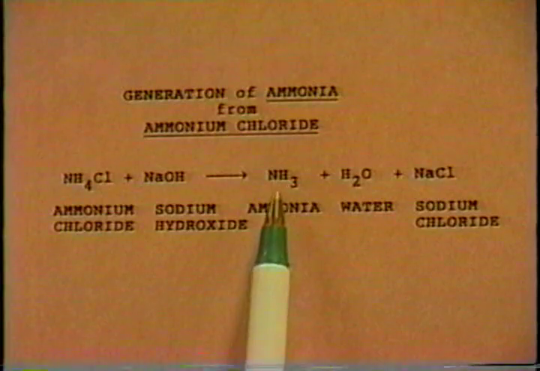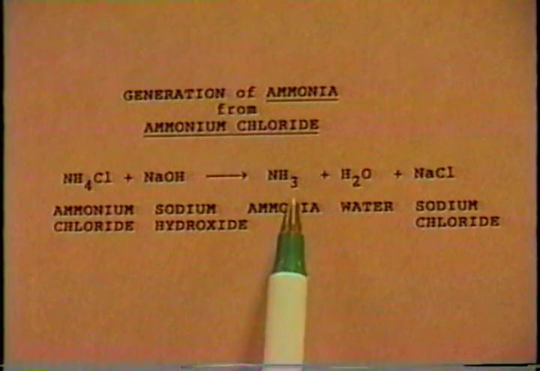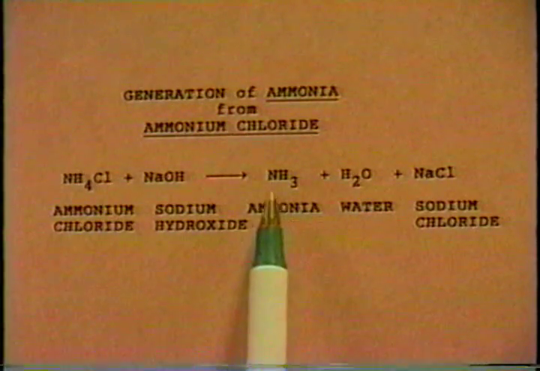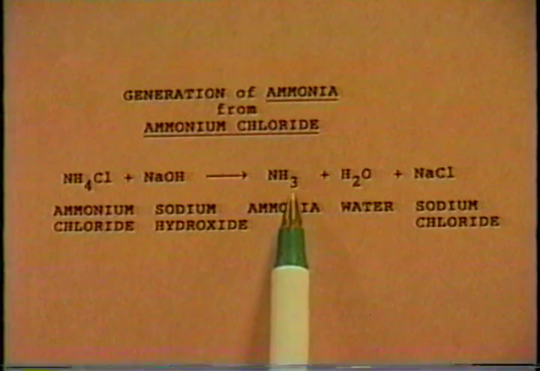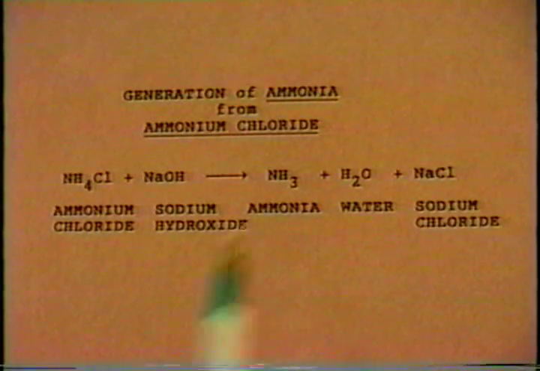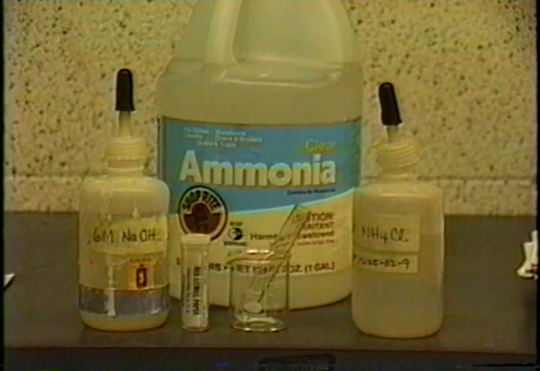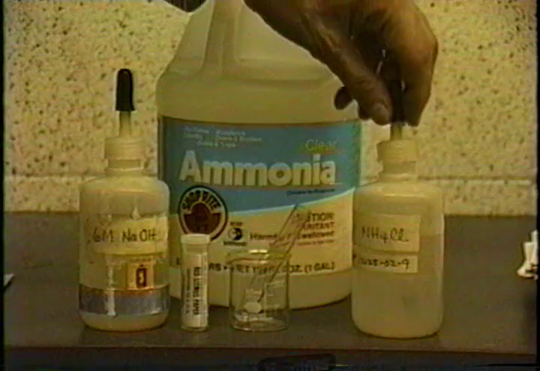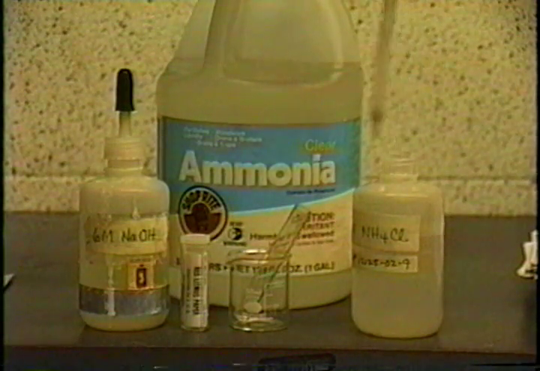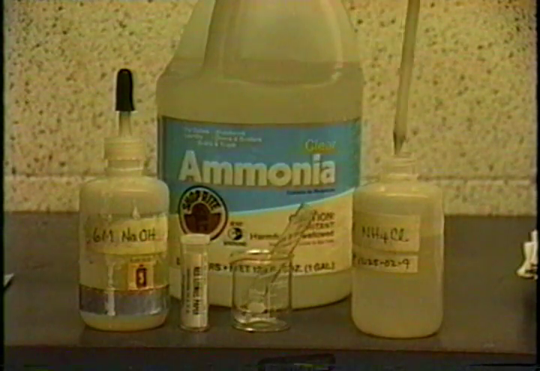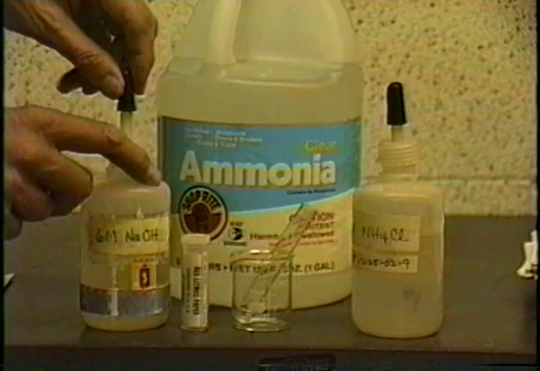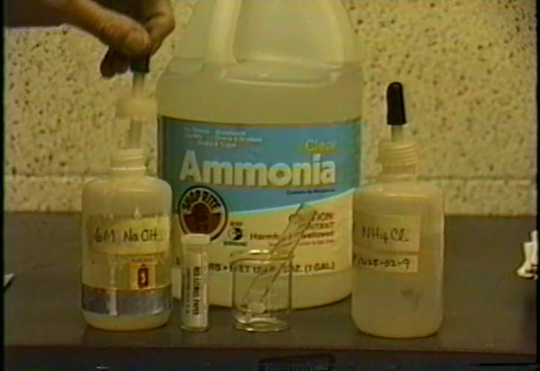Now, ammonia is basic, that's the opposite of being an acid, and red litmus paper turns blue in the presence of a base. We'll carry out the reaction in front of the household ammonia bottle. We'll mix the ammonium chloride, put that in here, and the sodium hydroxide.